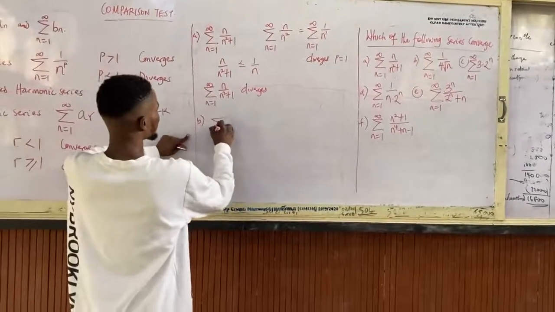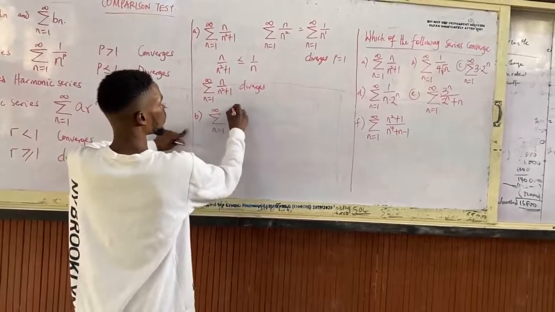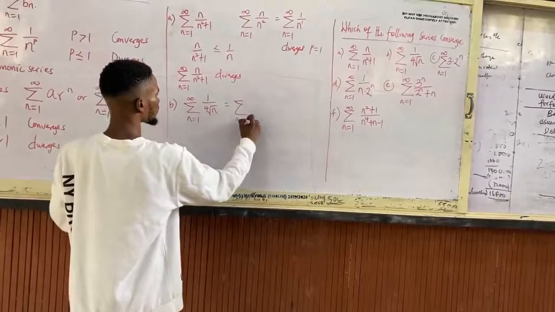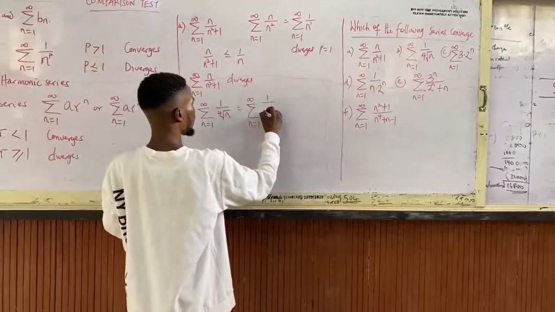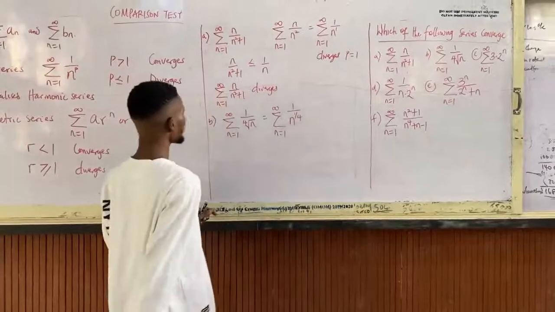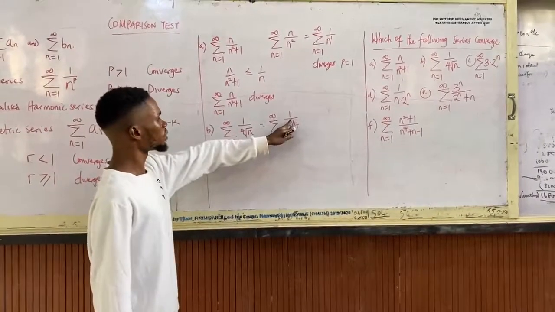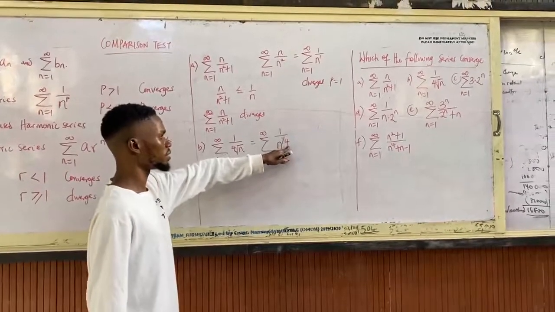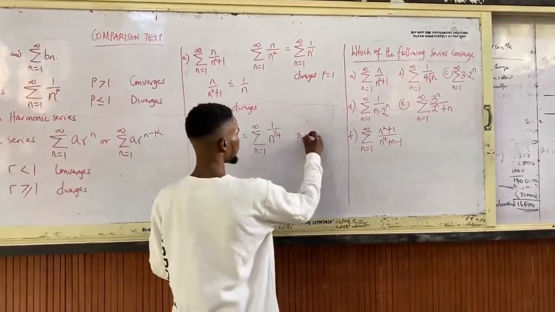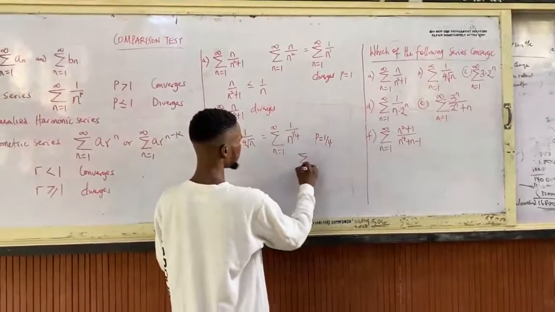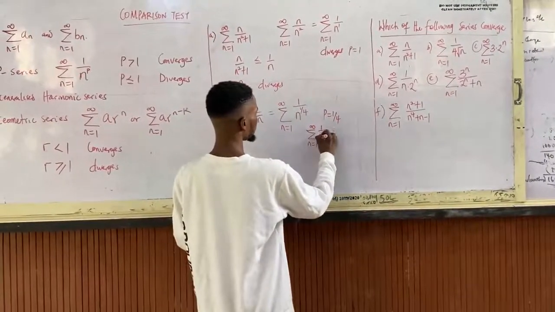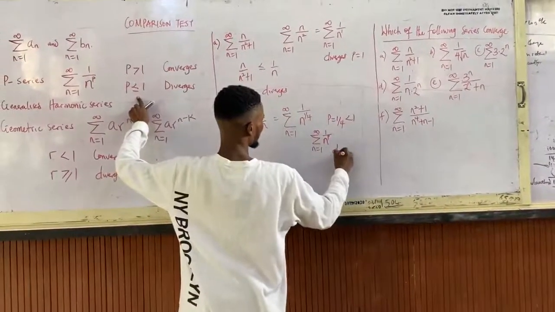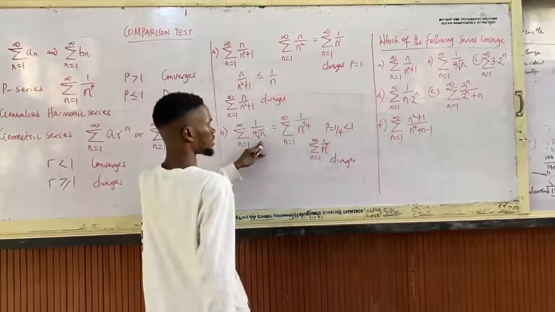And second one, 1 over 4 root n is the same thing as 1 over n raised by 1 over 4. Now the p here is 1 over 4. That's n raised by p. Now the p is 1 over 4 because it behaves like a p series, n raised by p, and p is 1 over 4, which is less than 1, so it diverges. So that means this series also diverges.